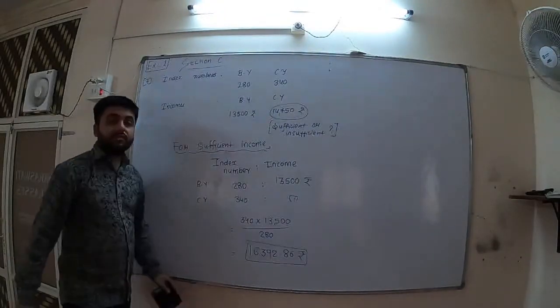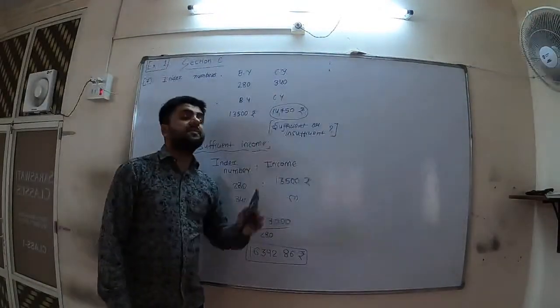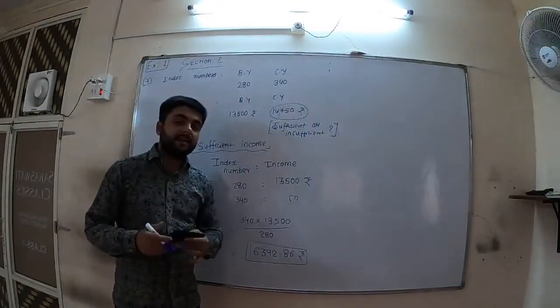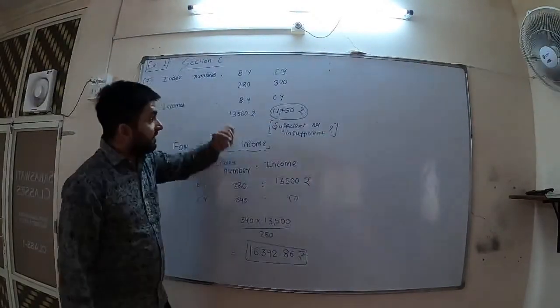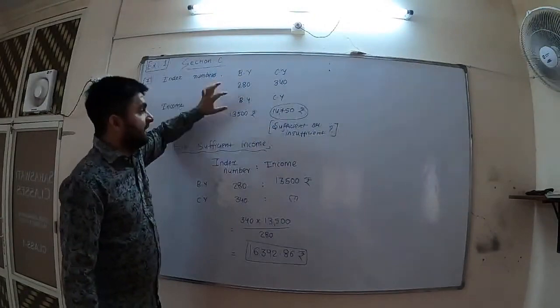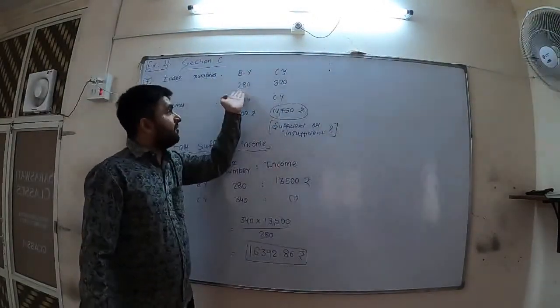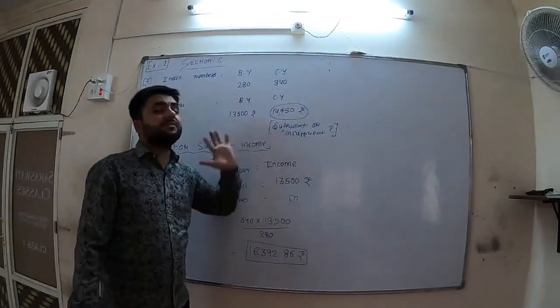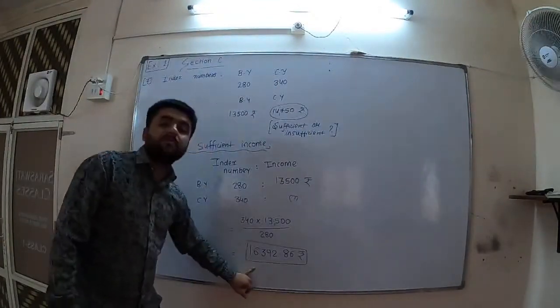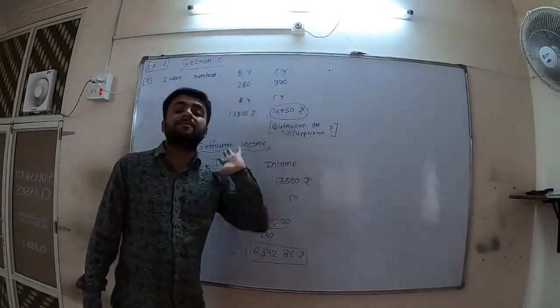Now this should be the income, and actual income is lower than it. Understand the thing. When index was 280, income was 13,500. When index increased from 280 to 340, then income is only this much. But actually income should be this much. So the income is insufficient.